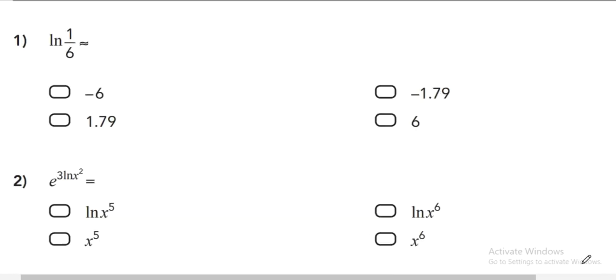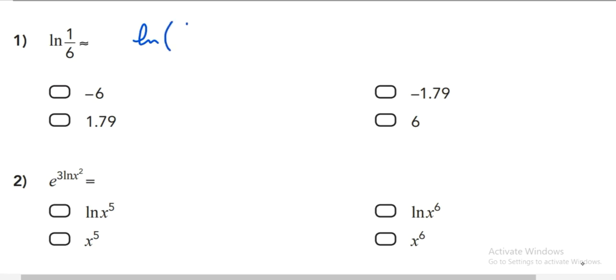Question 1. Ln of 1 over 6 equals. Here we can see that it's a direct question in which we can use the calculator to find the value of this expression directly. But pay attention, when you are writing this expression, we have to write it in this form.